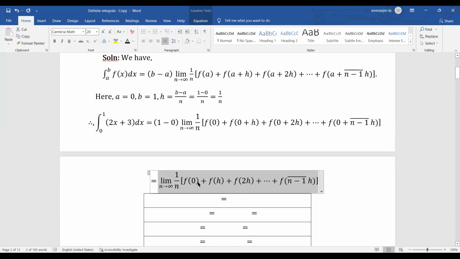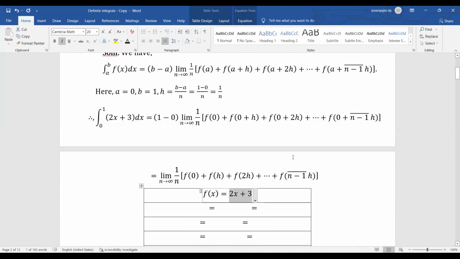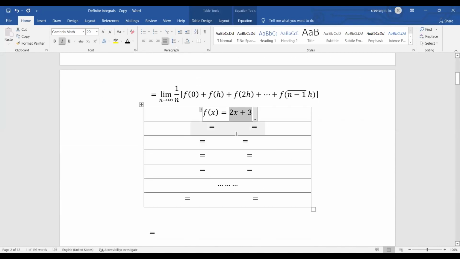Now let's find these values one by one. What is f of x? f of x here is 2x plus 3, right? f of x is 2x plus 3. Now we need f of h. So what is f of h?